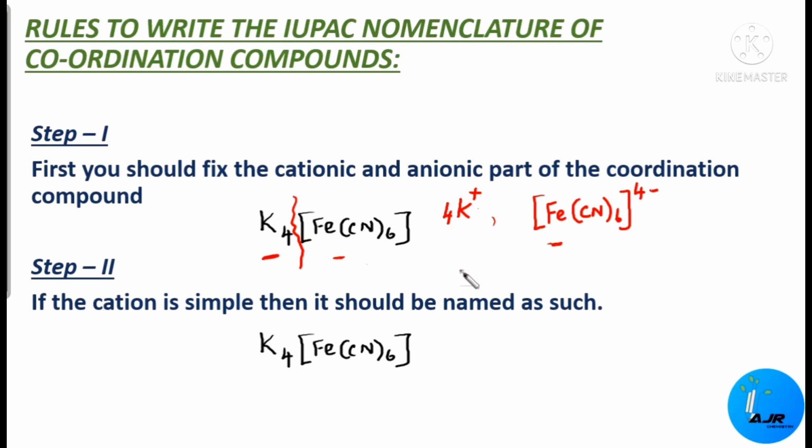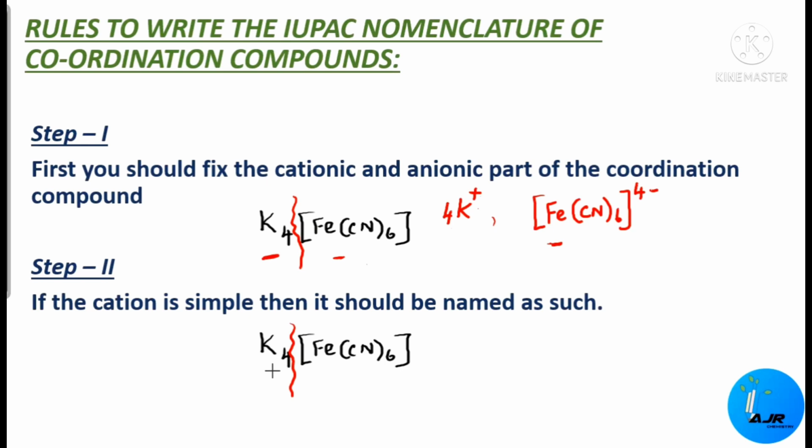Now the second step: if the cation is simple, then it should be named as such. What will be named as such? The name of the particular metal or the cation should be written. Since it is not in a complex form, since it is a simple form, you can write the name as such. See the same compound I have written, K4[Fe(CN)6].